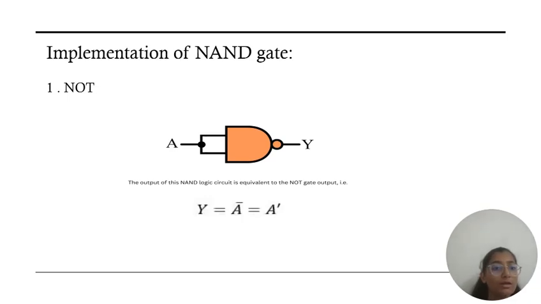Here we are going to represent the NOT gate using the NAND gate. As we know the symbol for the NAND gate, and we also know that for the NOT gate we use only a single input. Here we take A as the single input and we get the negated value of A as output. It says that the output of this NAND logic circuit is equivalent to the NOT gate output. So it is given as y equals A bar.